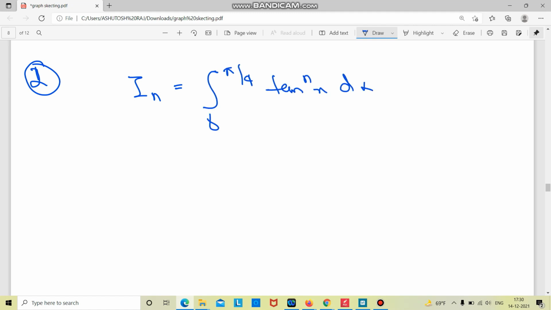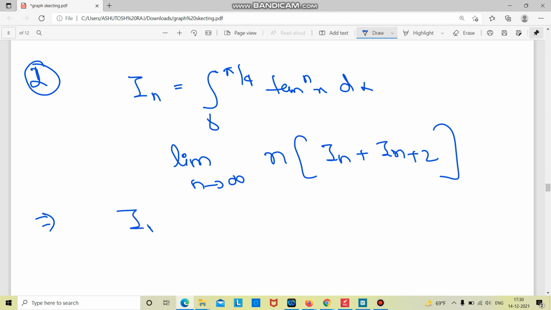Let's discuss some more problems on miscellaneous type of questions in definite integration. So, second problem. The problem says In is equal to the integral from 0 to pi by 4 of tan to the power n x dx, and we have to calculate the limit as n tends to infinity of n into I(n+2).